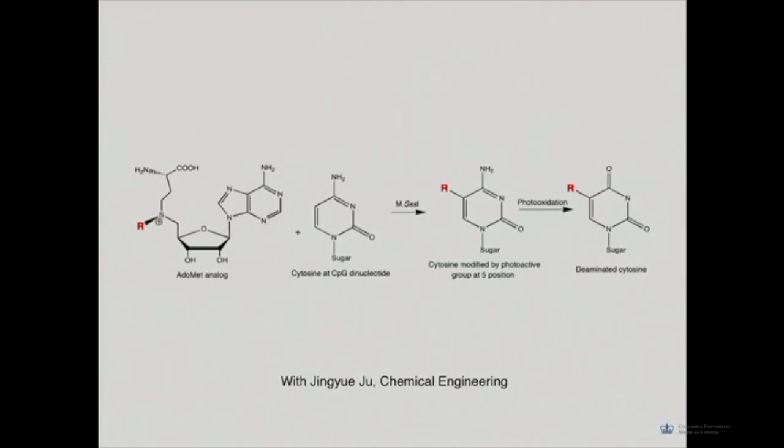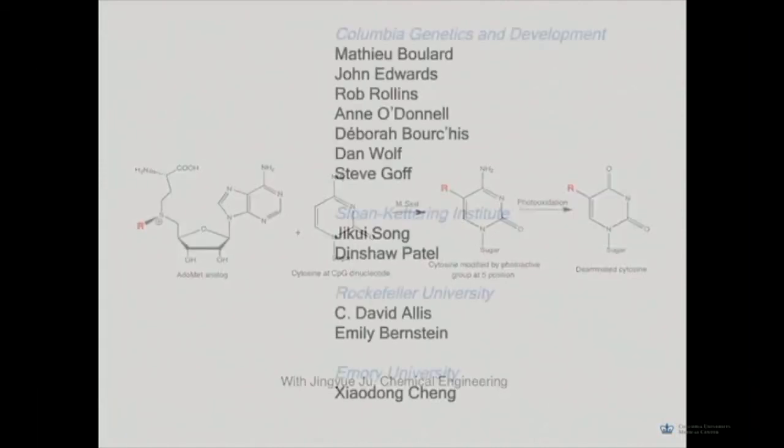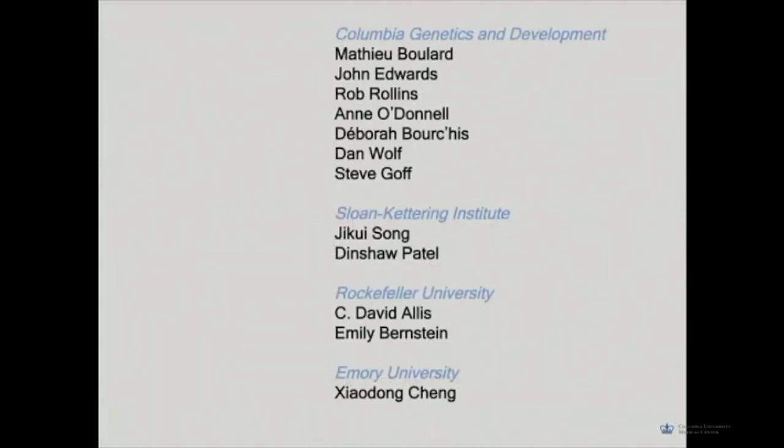But anyway, I just wanted to point out that we should soon be able to determine whole genome methylation profiles at single base resolution as easily as we can sequence DNA. And here are the people that did the work.